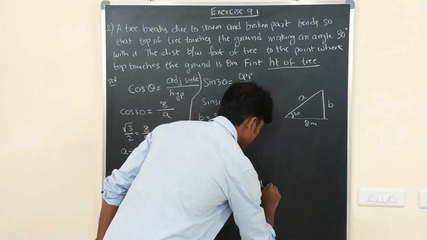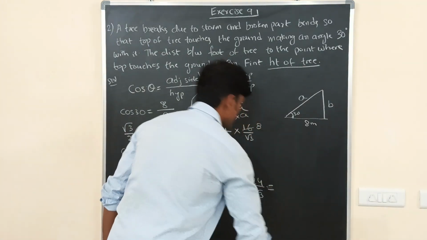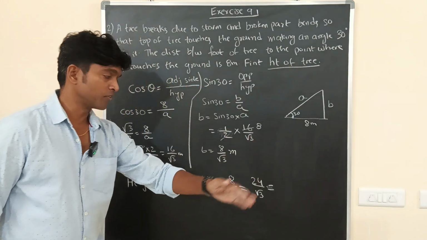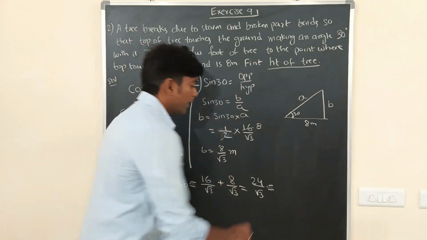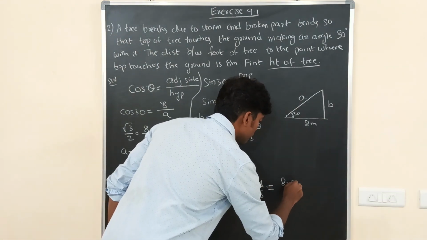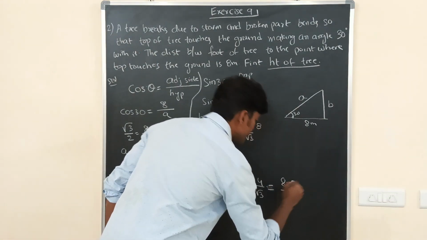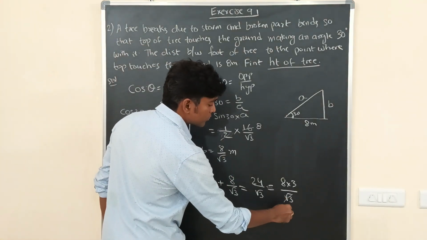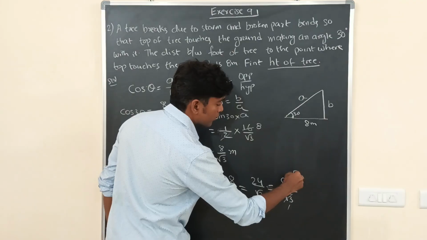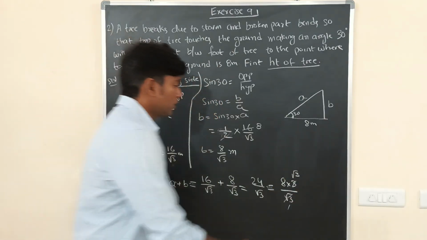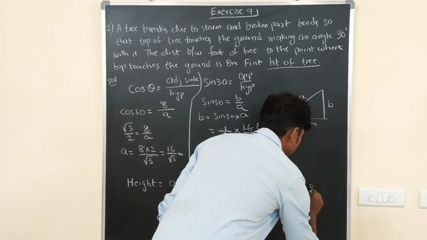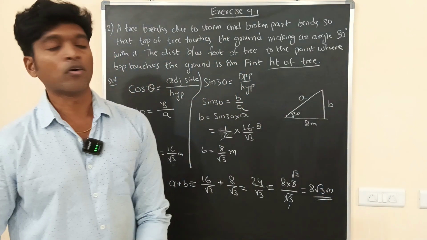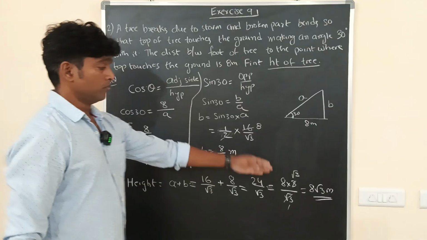Now we can simplify this further. 24 can be written as 8 into 3 because root 3 is there, so we can write in terms of 3 only. So 8 3s are 24 divided by root 3. Now root 3 into root 3 is equal to 3. So the height will be 8 root 3 meters. This is the answer.